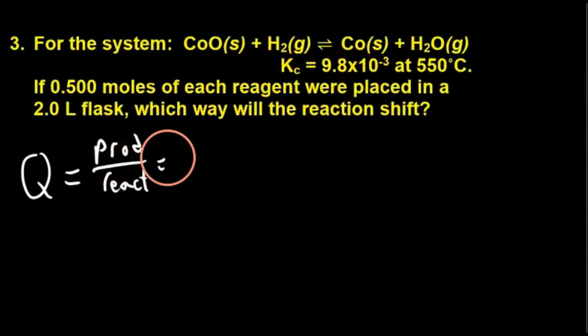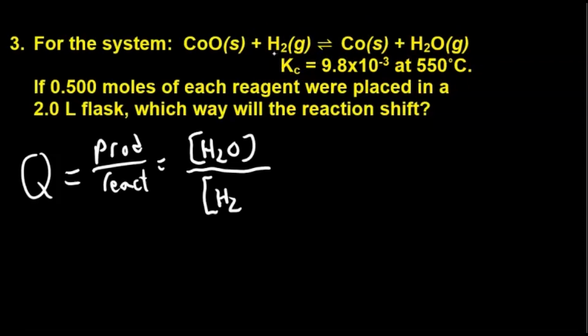We're just going to go through normal. So we do products over reactants. Rather than plugging in numbers, we'll just plug in what it is for the reaction, one step at a time. So the concentration of H2O. We don't include cobalt solid because it's a solid. And all we have is H2 gas down here. Okay, so that's good. Now the concentration is moles over liters, moles over volume.